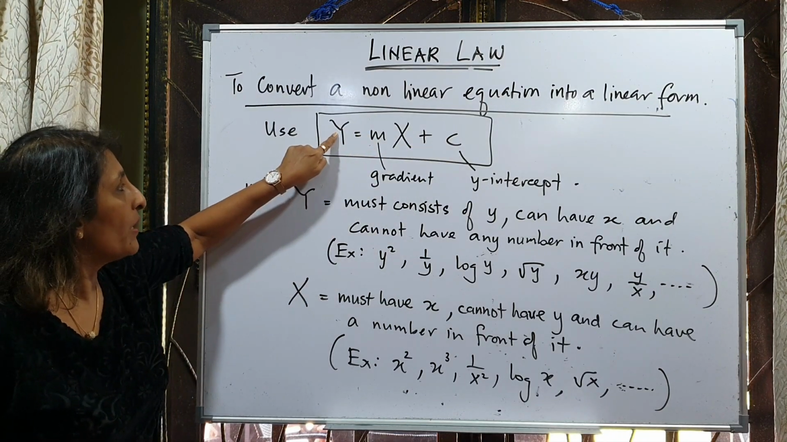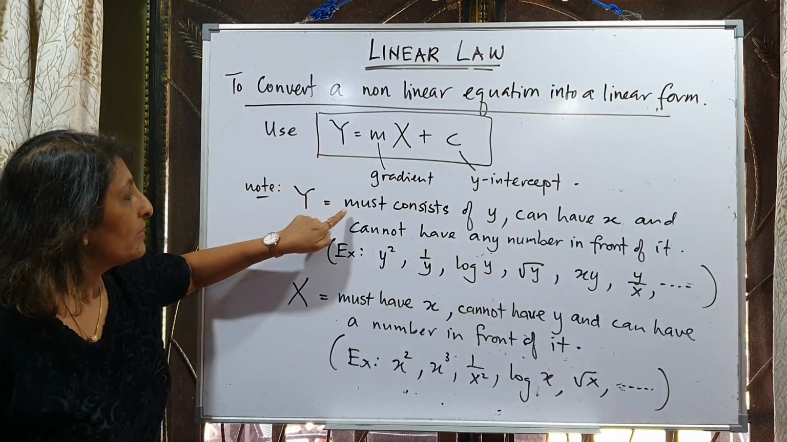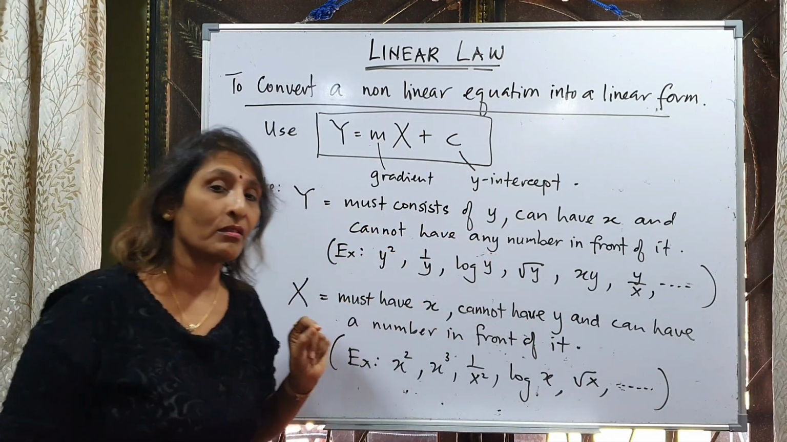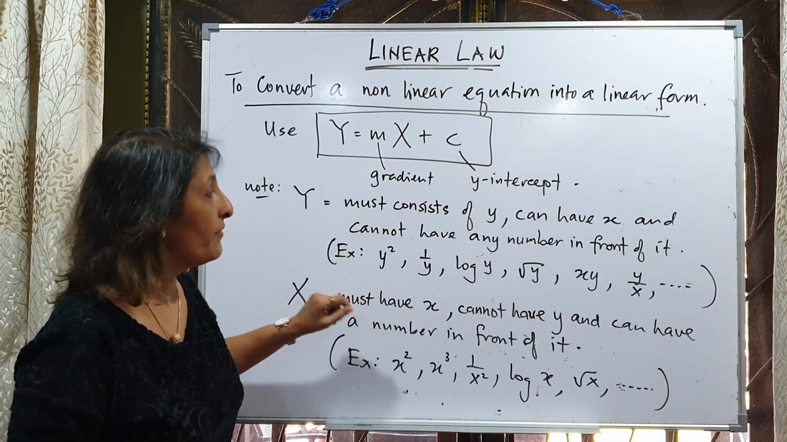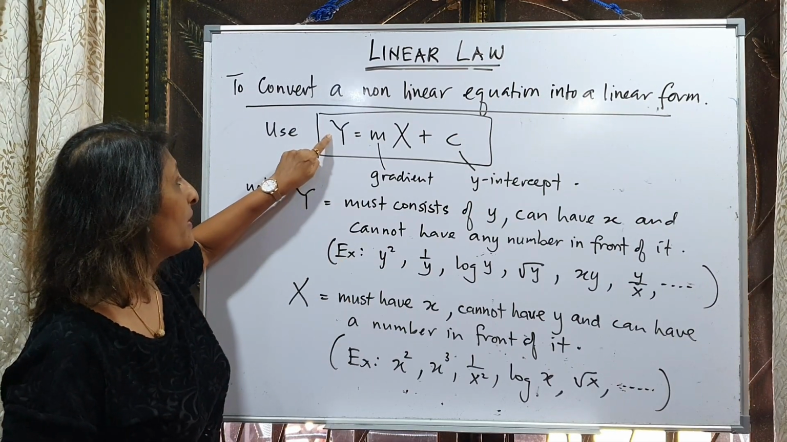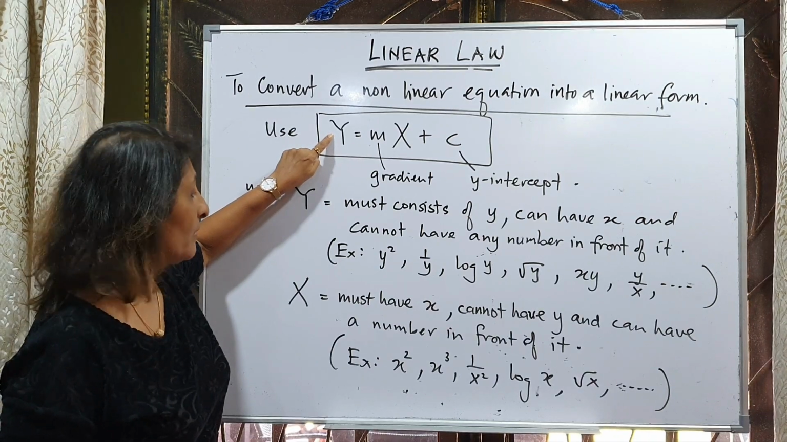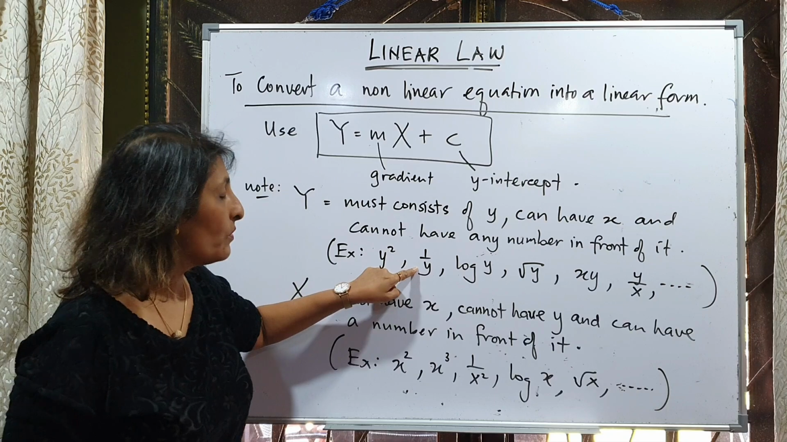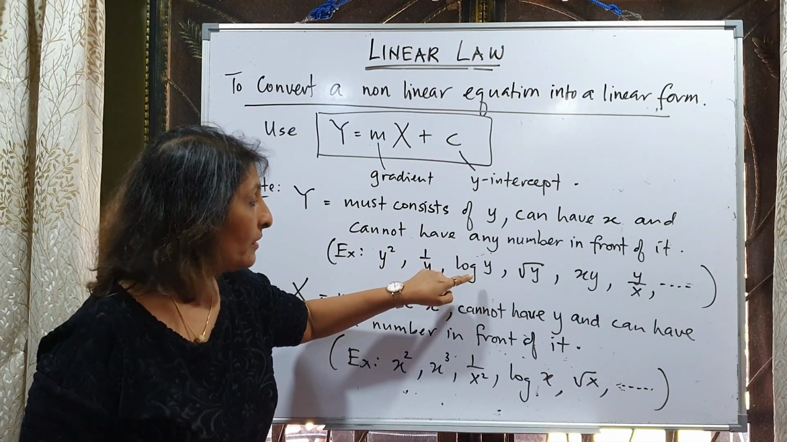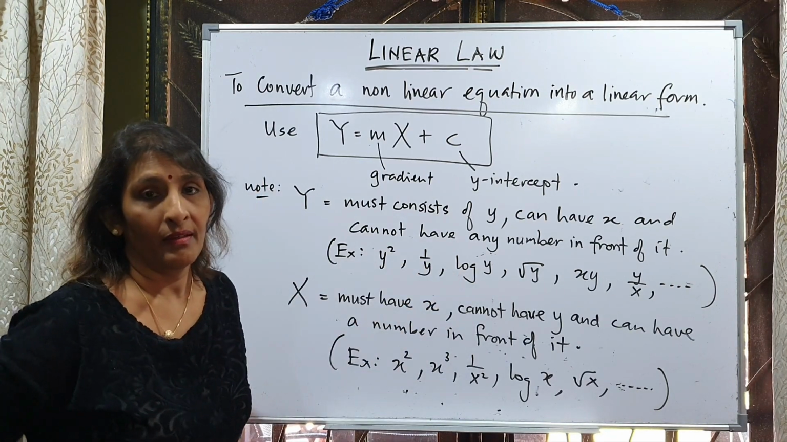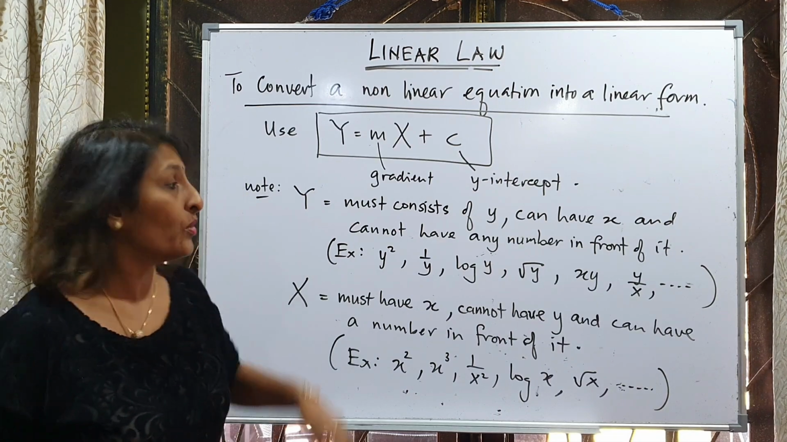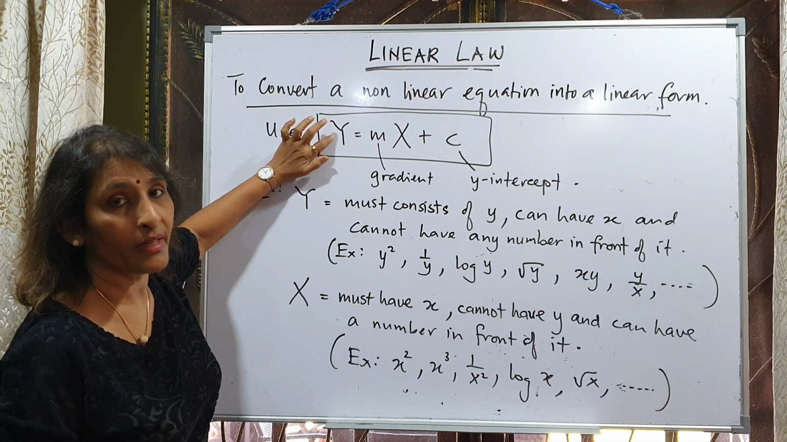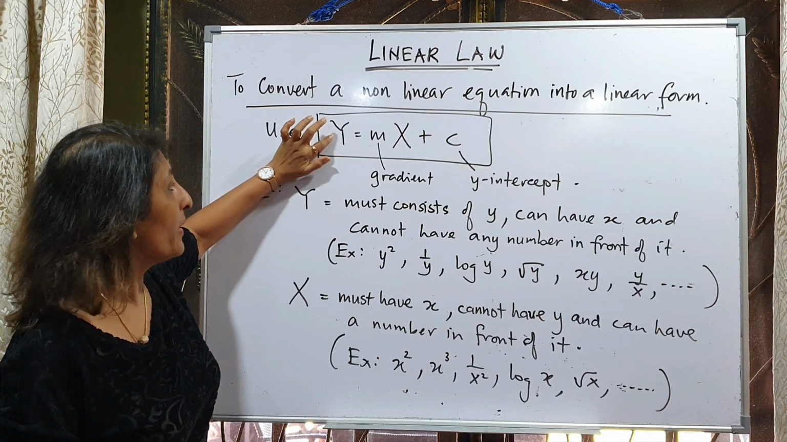Alright, what is capital Y? Capital Y must consist of small y, can consist of small x, and cannot have any number in front. You cannot have a number in front of capital Y here. Examples for capital Y could be y squared, 1 over y, any form of equation with a y. But you cannot have a number in front. That means the coefficient of y will be 1.